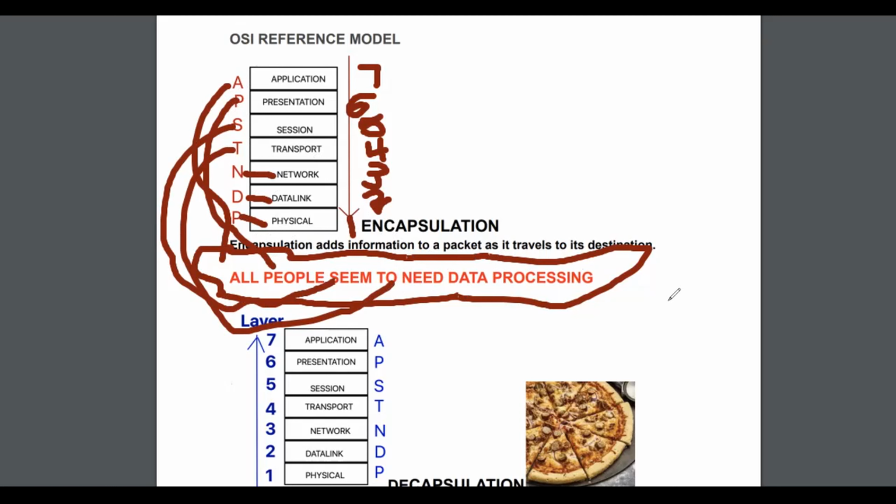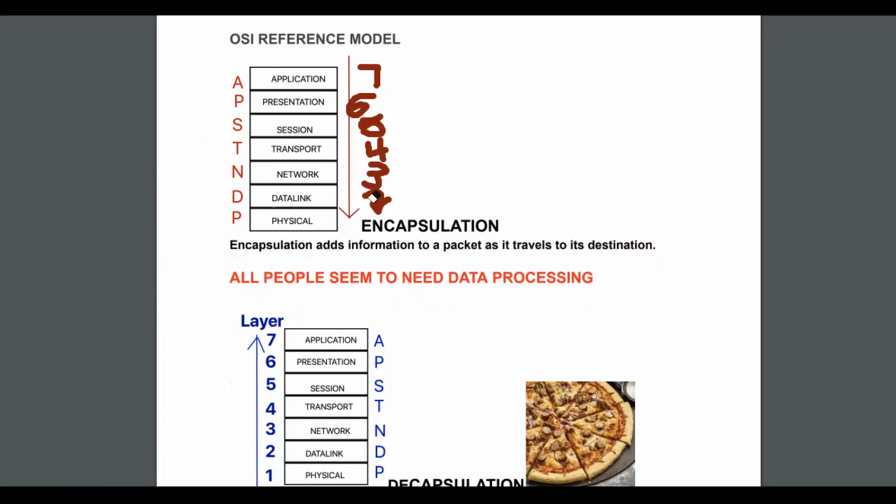Let's go over it again. All People Seem To Need Data Processing. That is the 7th, 6th, 5th, 4th, 3rd, 2nd, and 1st layer of the OSI model in encapsulation mode, which is from top to bottom.